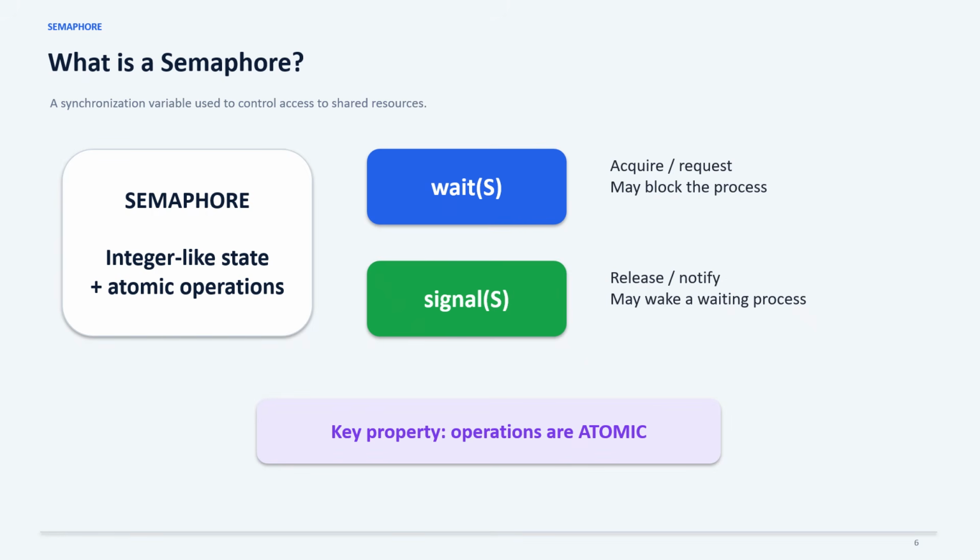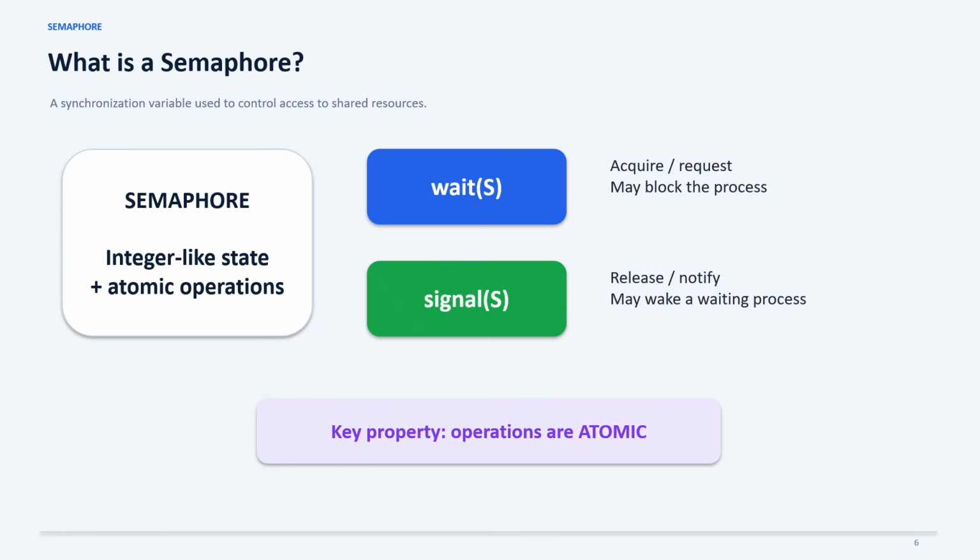Now let us define a semaphore. A semaphore is a synchronization mechanism used to control access to shared resources by multiple processes or threads. You can think of a semaphore as maintaining a number of permits. A process must obtain a permit before accessing a protected resource. After completing its work, it returns a permit. A semaphore primarily provides two atomic operations. They are wait and signal.